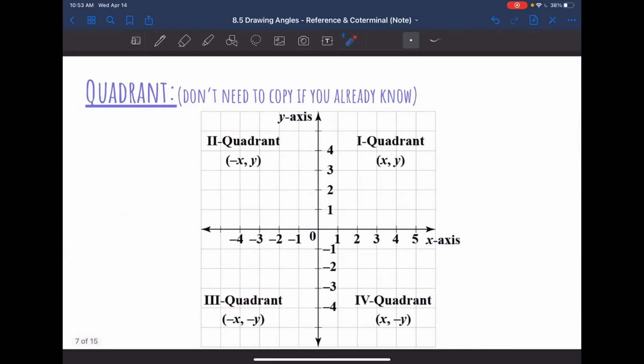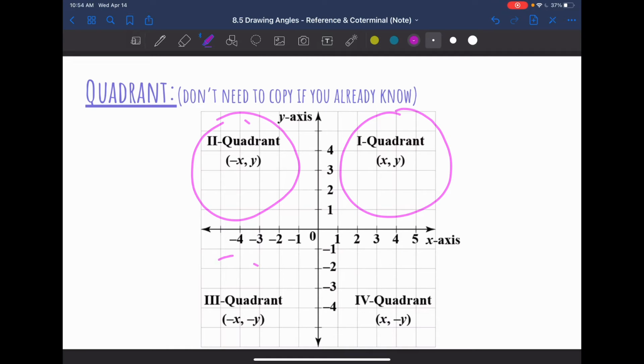And I also went over the concept of quadrant. You don't have to copy if you already know. But whenever we are talking about the x and y plane, we have 4 quadrants, right? Why 4 quadrants? Because we divide our x and y plane into 4 different positions. So usually it goes counterclockwise, okay? In science and math, counterclockwise is always positive. So the first quadrant is right here. This is the second quadrant, third quadrant, and fourth quadrant, all right? You don't have to copy if you already know.